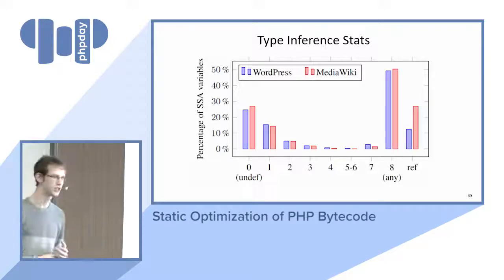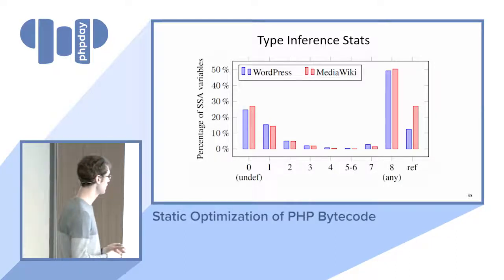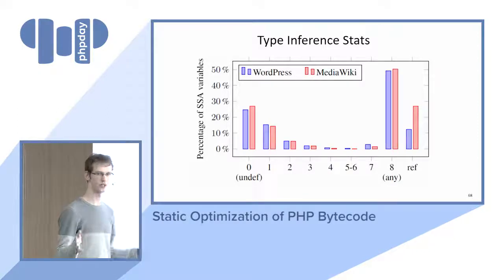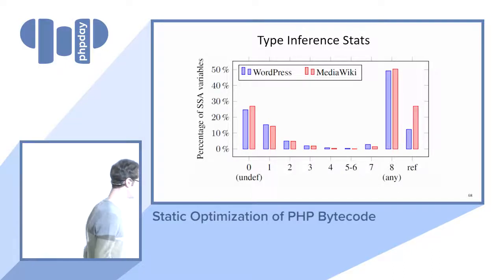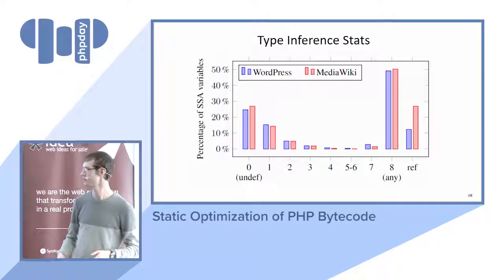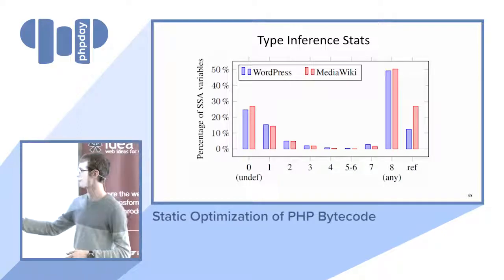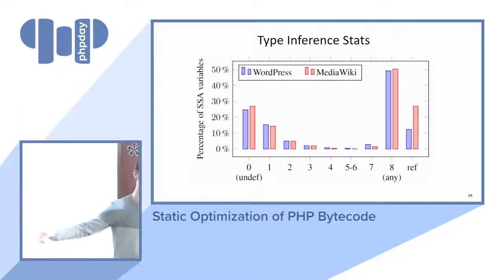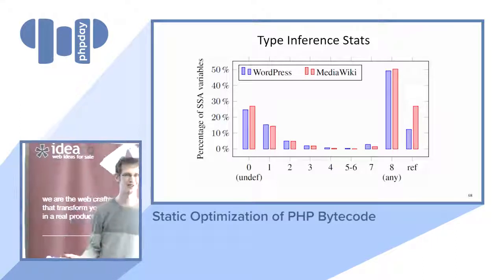For real applications, that's usually not the case. So this graph shows how many variables have how many possible types. PHP only has 8 basic types, if you now ignore custom class types or something. So if you see that a variable has 8 possible types, that means we don't know anything about it.